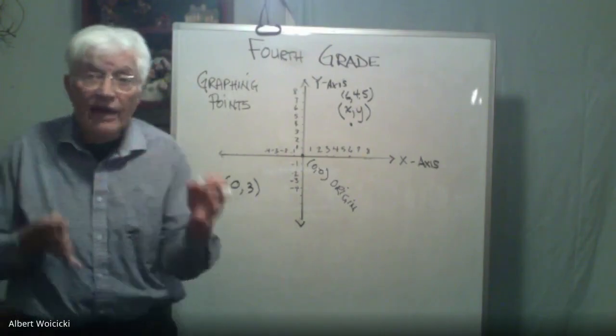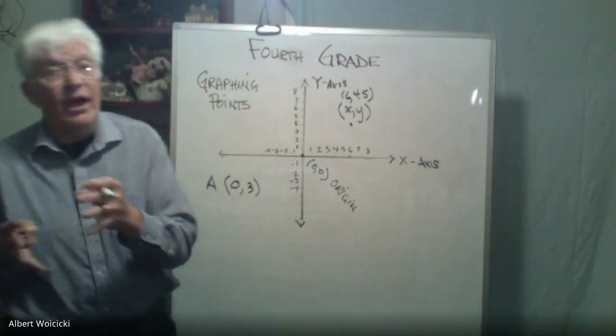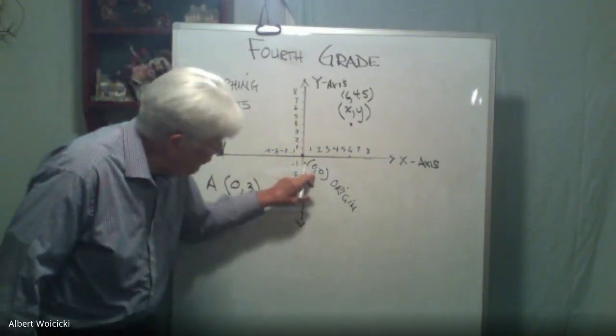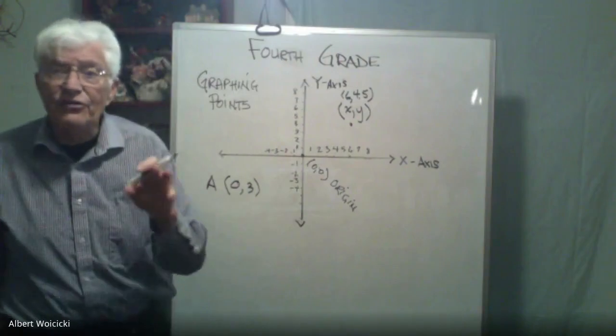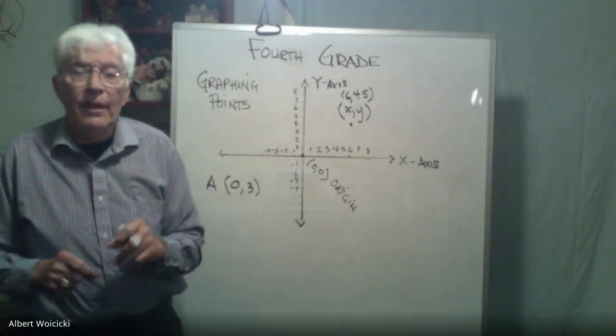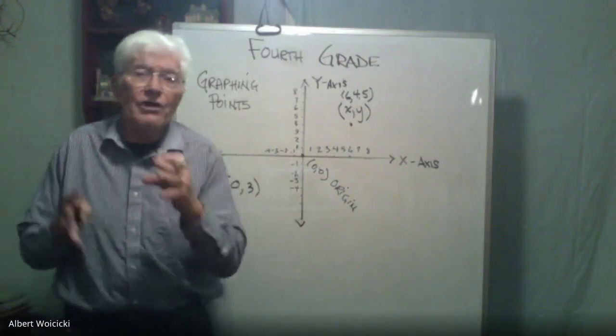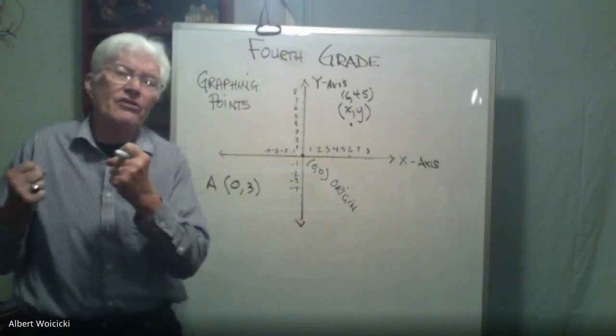Label the axes X and Y, and put 0, 0 there. That's the origin. So they know this is my starting place. This is how I start.